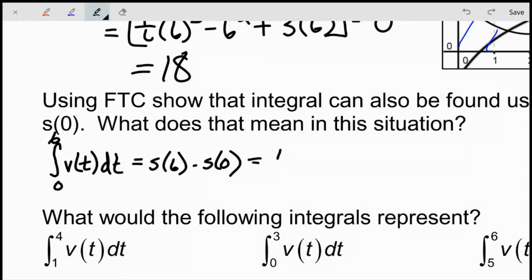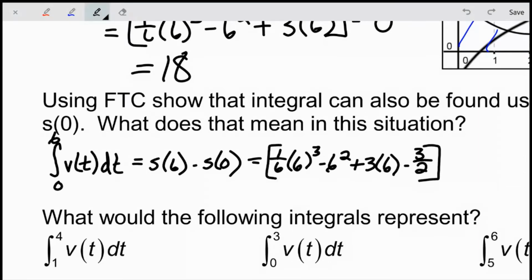So most of this looks the same. I have 1/6 times 6 cubed minus 6 squared plus 3 times 6, and then I have minus 3 halves. So that's my position at time 6. But now when I plug in my position at time 0, that's going to be negative 3 halves. And notice what happens here. These two terms, I have a minus 3 halves, I have minus a negative. Those two terms are going to cancel out. That was sort of like my plus c term. In the end, I still get 18.